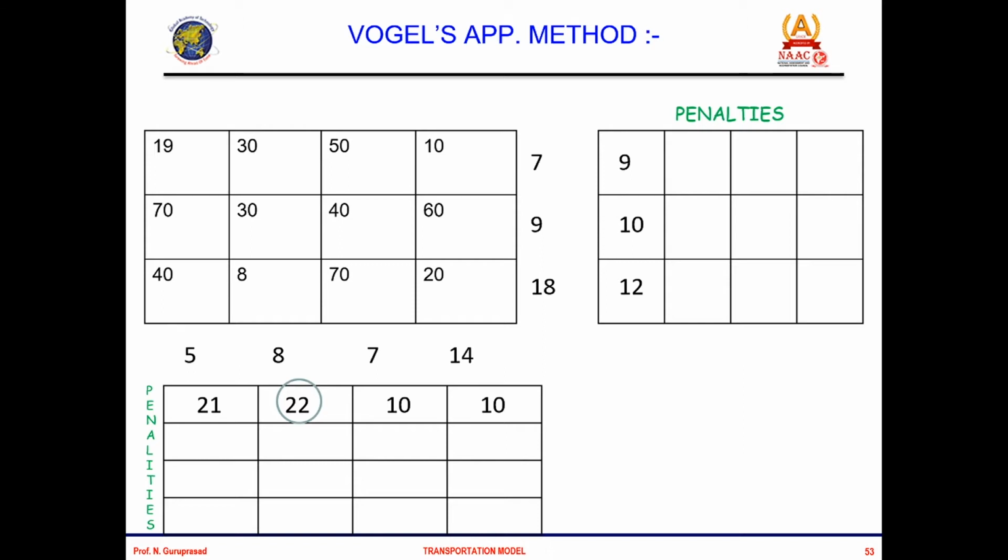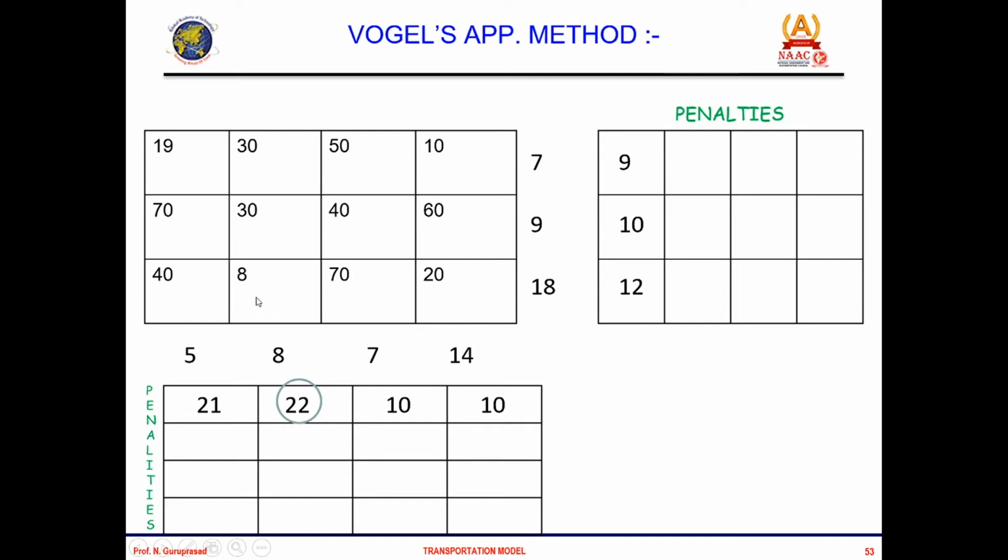Now how is the allocation done? In this particular second column, you have to pick up the least cost. What is the least cost? Understand, this is your second column. The cost associated is 8, 30, 30. The least cost is 8.